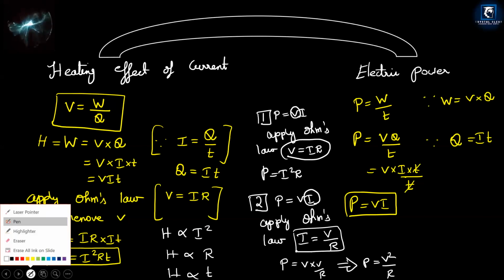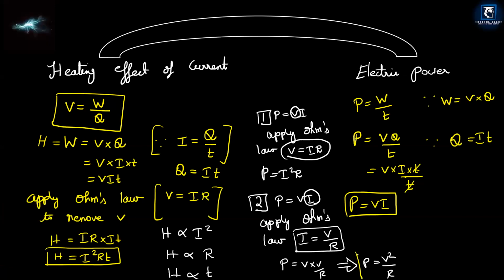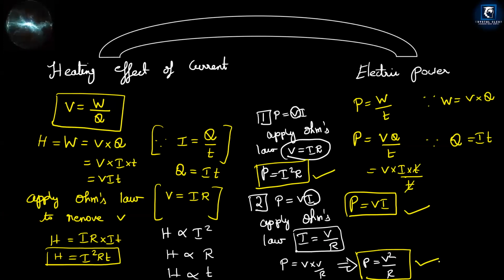So electric power, it has 3 formulae, 1, 2, and 3. Power in relation with potential difference and current. Power in relation with current and resistance. Power in relation with potential difference and resistance.